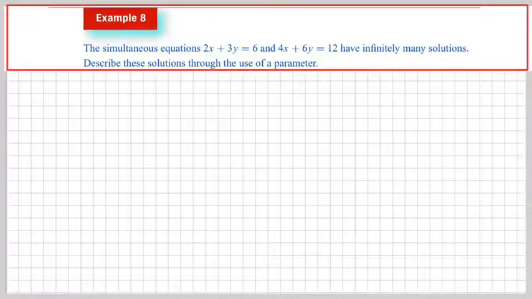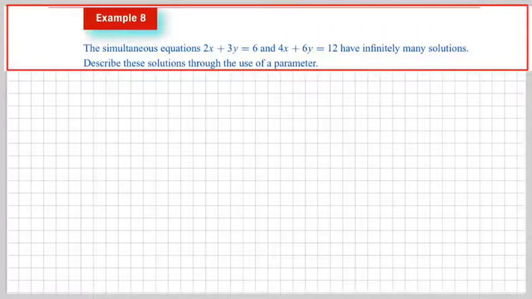Okay, now what's this? Two simultaneous equations. Oh, of course they have infinitely many solutions. Describe these solutions through the use of a parameter. Alright, well you can see they're the same equation, can't you? 2x plus 3y equals 6, 4x plus 6y equals 12. That's just multiplied by 2 compared to this one, right?